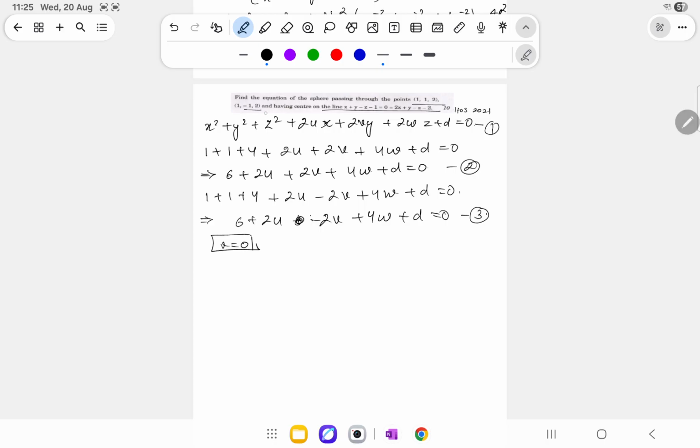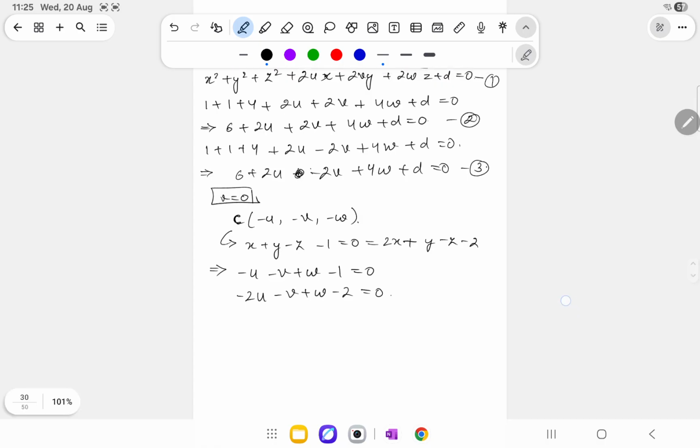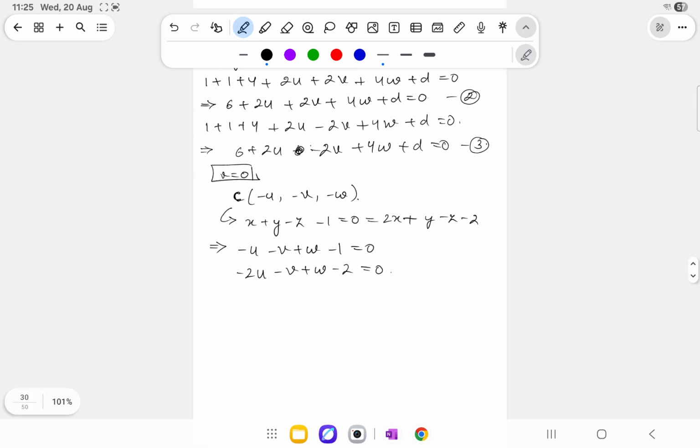Also it says that the equation of sphere has center on this line. So if this is my general equation of sphere, then my center will be minus u, minus v, minus w. And it says that center C lies on x plus y minus z minus 1 equals to 0 equals to 2x plus y minus z minus 2. So this center lies on this line. So from here we'll get minus u minus v plus w minus 1 equals to 0 and minus 2u minus v plus w minus 2 equals to 0. So we got two more equations. Also, since I got my v as 0 already, these equations will reduce to minus u plus w minus 1 equals to 0 and minus 2u plus w minus 2 equals to 0.